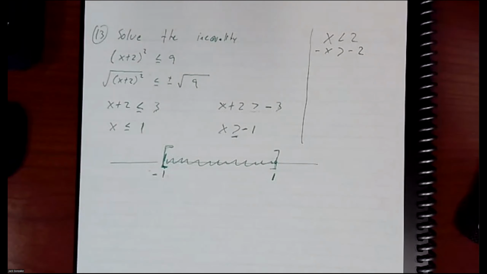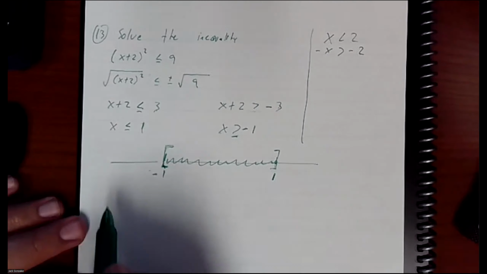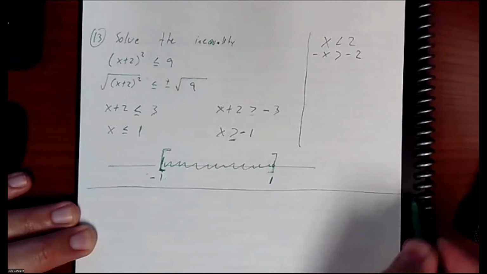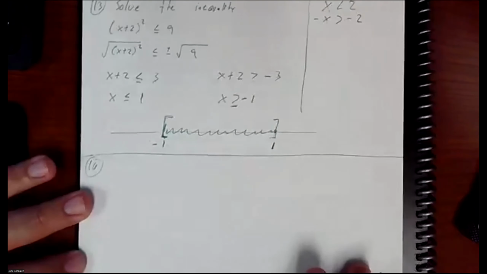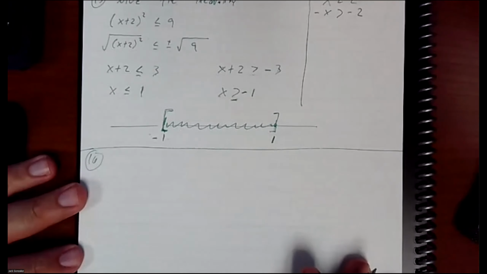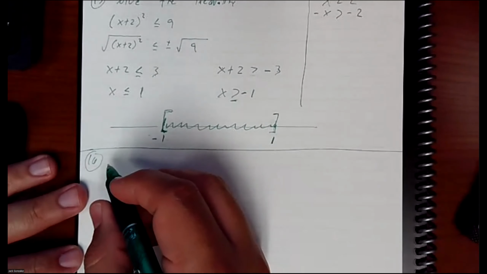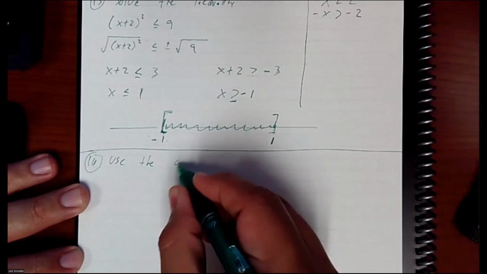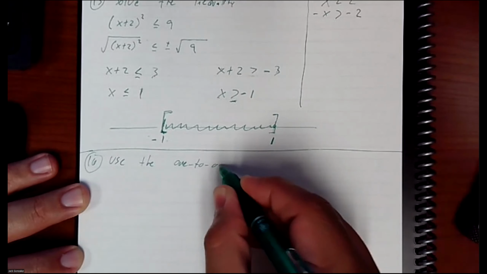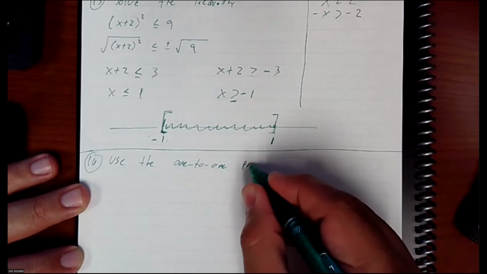Let's move on to something else. Let's get to the logarithms, because we just talked about those. We should practice them some more. Number 16. Use the 1-to-1 property.